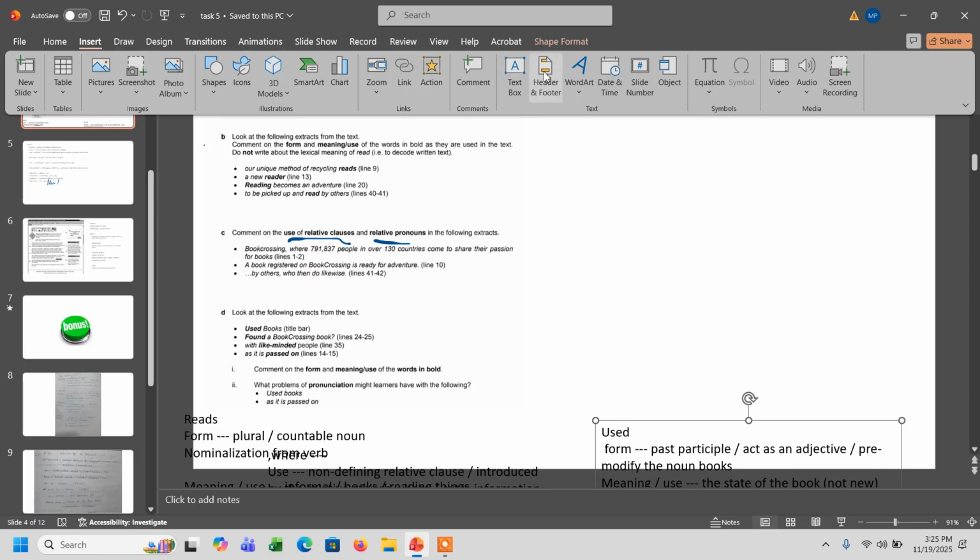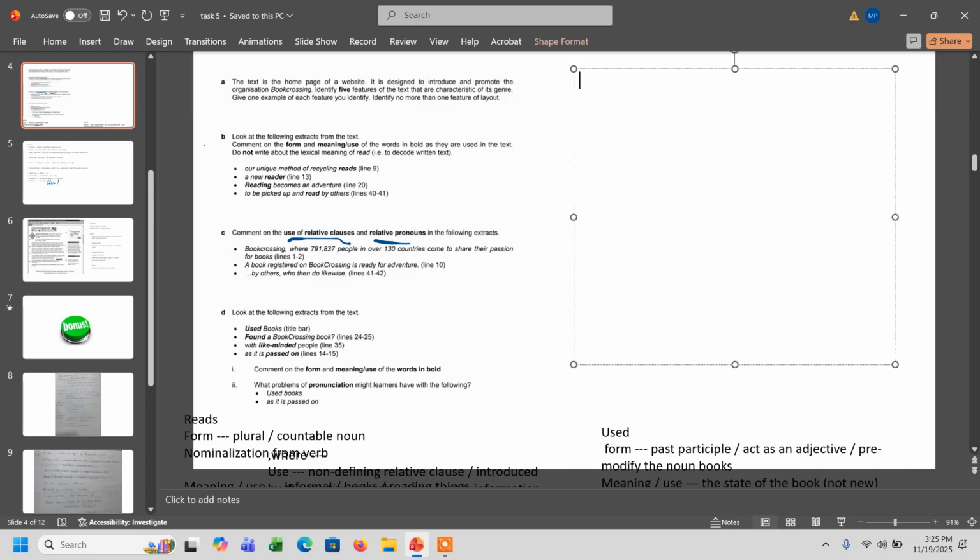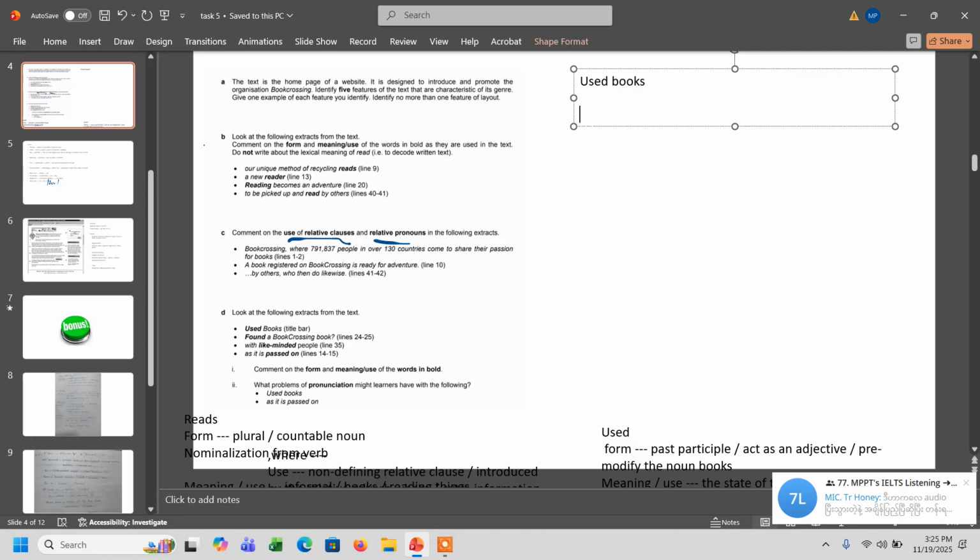So as a learner, try to speak it out, like used book. So what will be the main problem for the learners? Used books. Used book. Like there will be elision. Maybe they will not elide. Used book. Like, how can I write it down?